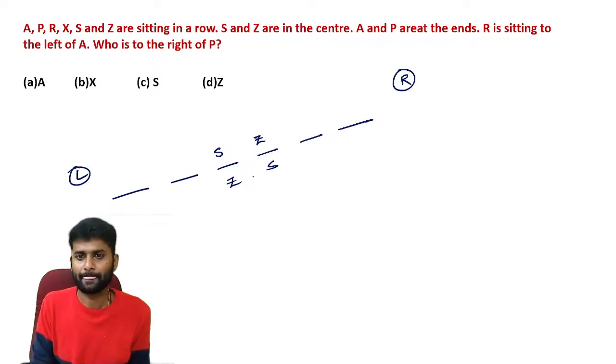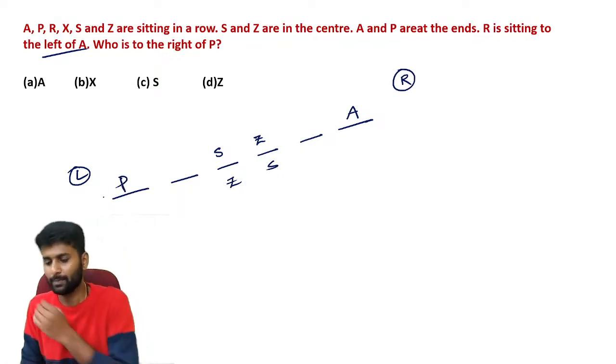Let's take it this way. A, P are at the ends. We can conclude that A, P are at the ends. Next one, R is sitting left of A, guys. We need a person left of A. So definitely you have to confirm A. If you take A here, there is no left side position, right? So you can conclude the AP position.